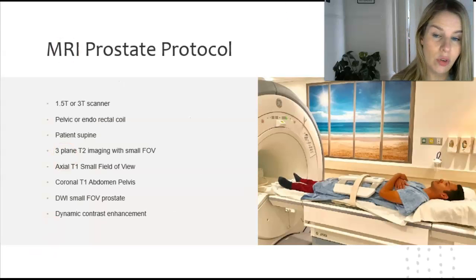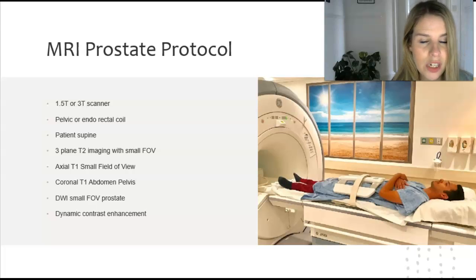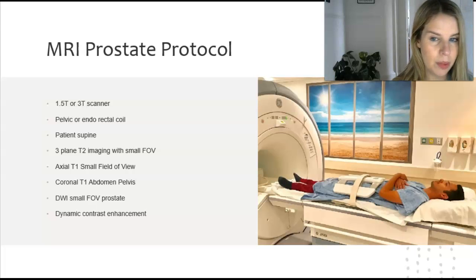Usually they're carried out in a 1.5, sometimes a 3T scanner, and we would use the pelvic body coil or an endorectal coil. So you can see this image on your right hand side. You've probably seen this when you're out in MRI on placement, that the patient will have it over their pelvis area, make sure it's up to the crests, and the patient is usually supine. They can go in feet first, they can go in head first, usually feet first, but it does really just depend on where you're working.